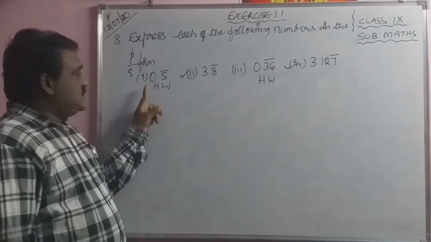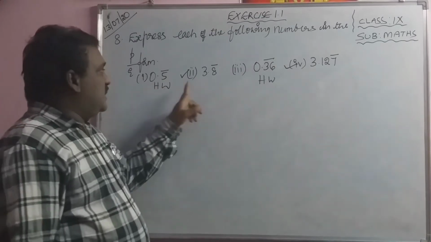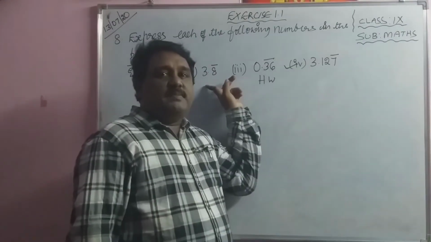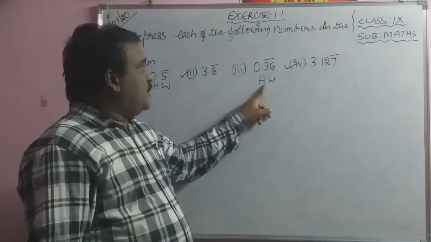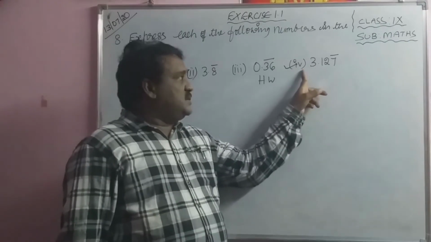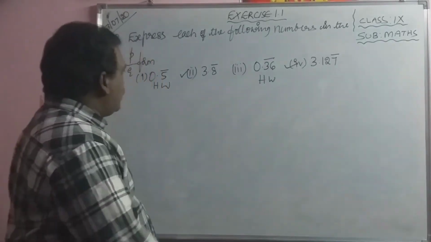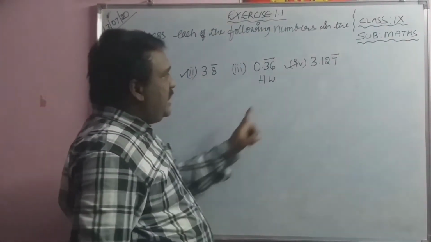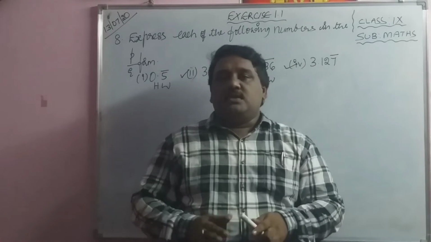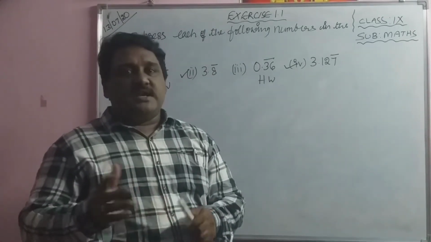First one is what? 0.5 bar. Second one is 3.8 bar. Third one is 0.36 bar. Fourth one is 0.127 bar. I want to explain the second one and the fourth one for you. You try the remaining two under homework.